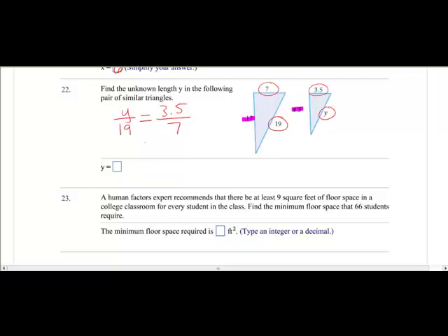Cross multiply here, and I have 7y equals, oh, whatever that is. Put me on the spot here a little bit. Let's see, that's a 5.